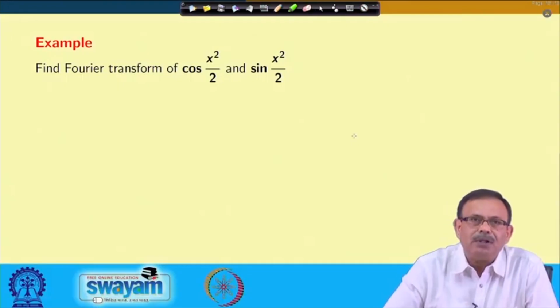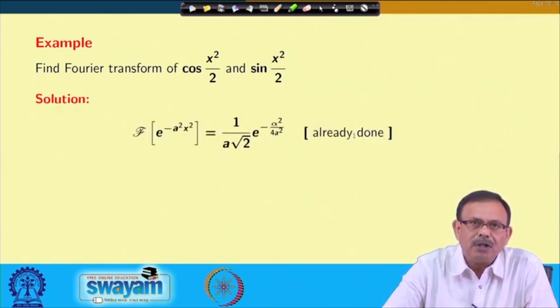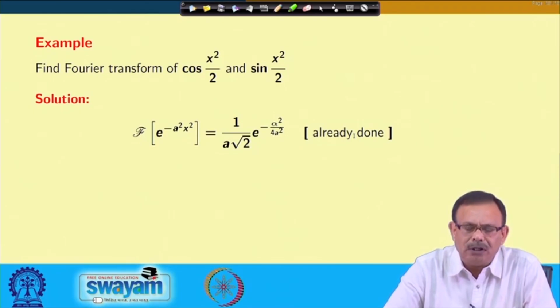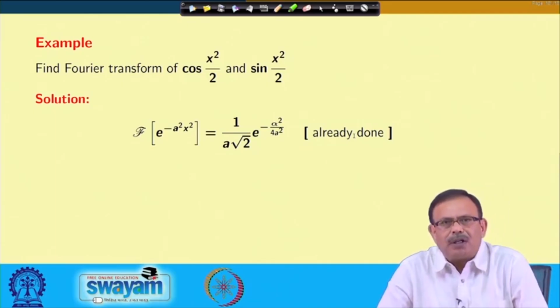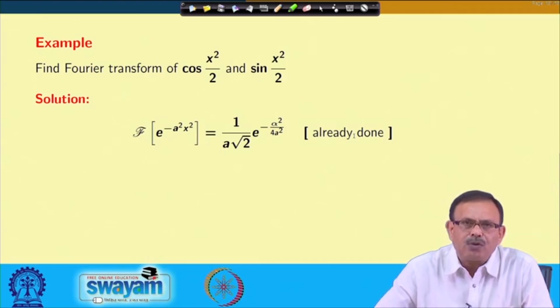We started from here, we have to find out the Fourier transform of cos of x square by 2 and sin of x square by 2. So, we are taking a function, the Fourier transform of e power minus a square x square, and already you know what is the value. The Fourier transform of this function we have already done earlier. This is equal to 1 by a root 2 into e power minus alpha square by 4 a square.